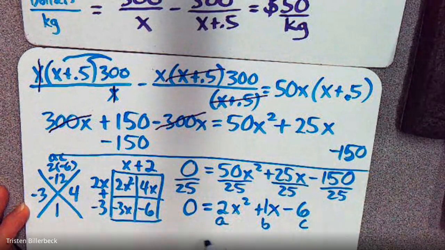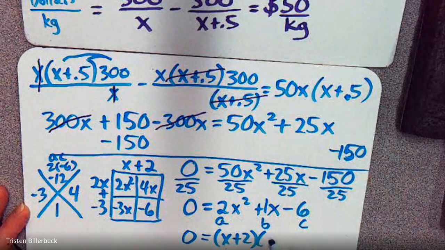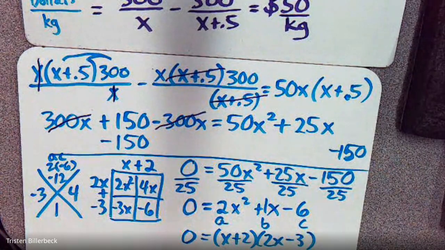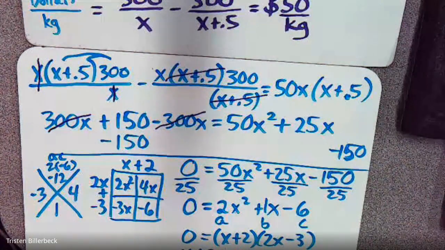So this is going to factor as x plus 2 and 2x minus 3. So that means that's 0 or that's 0 or they're both 0. So let's figure out what we've got. So we have x plus 2 equals 0. We subtract 2, and we get x equals negative 2.